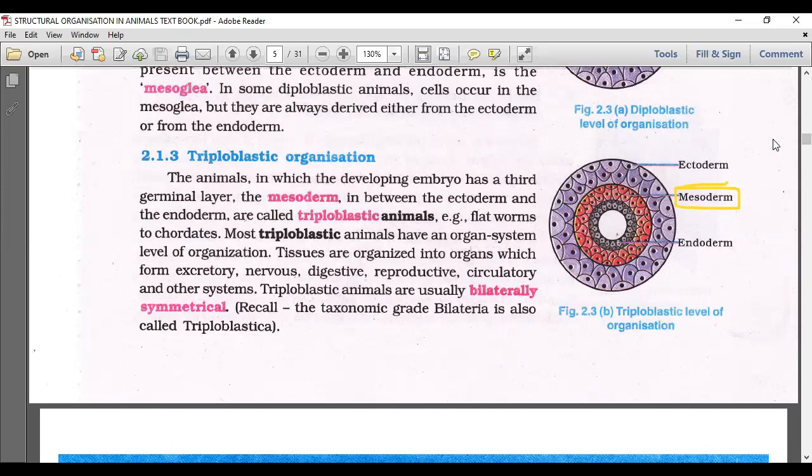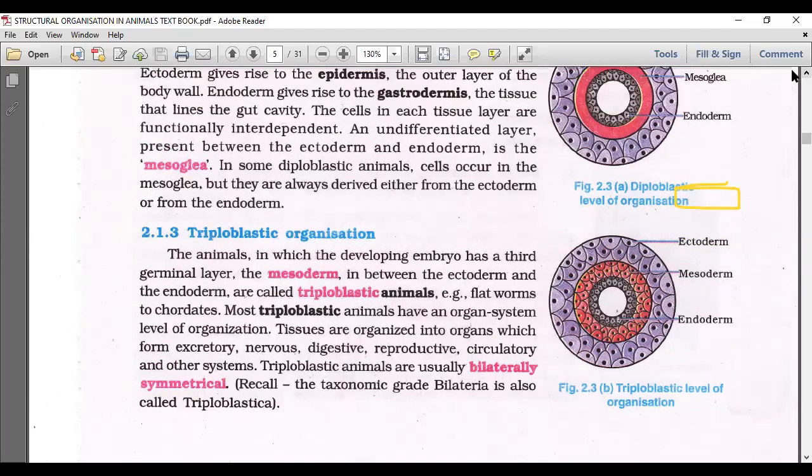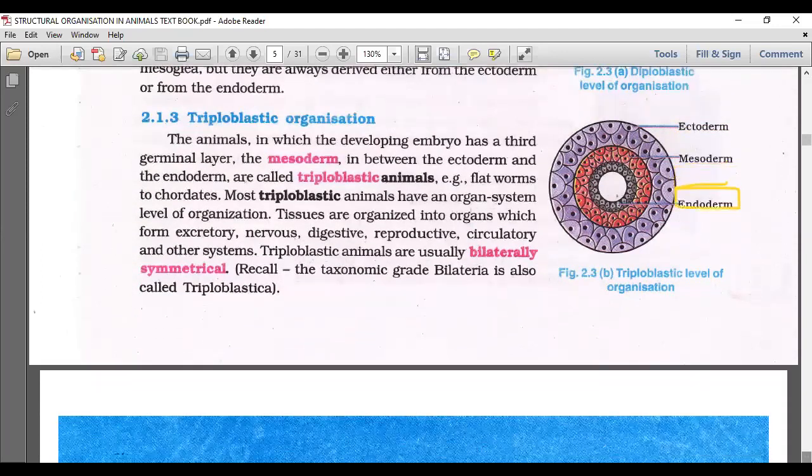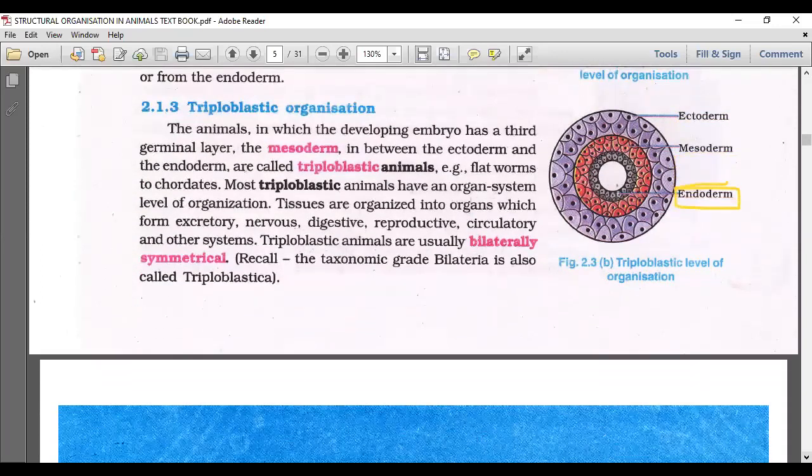Now we will try to compare both diagrams here. Here the red color present is not with cells. Even if present, we say they are formed from ectoderm or endoderm. But as a new special layer we are observing here, the inner layer, the middle layer, we can say that as mesoderm. Let's talk about the triploblastic organization.